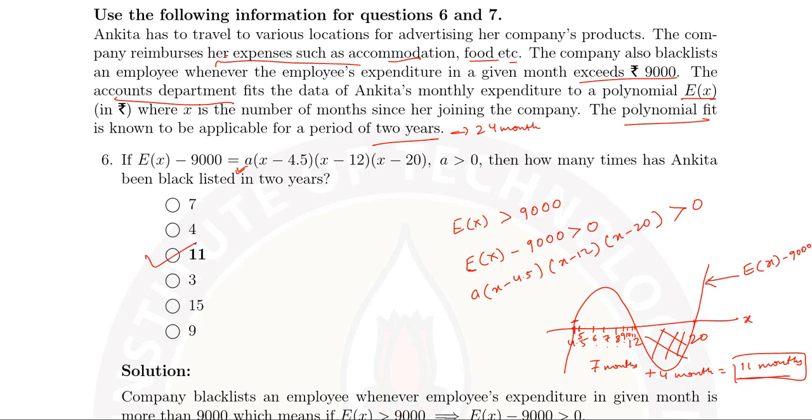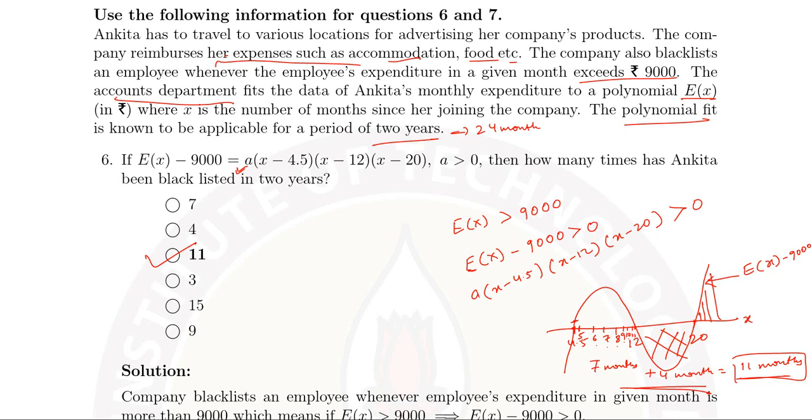Just to repeat again, these 4 months we get from here, that is 21, 22, 23 and 24, and at these places the E of X minus 9000 is greater than 0. We consider those values over here. Together it accounts for 11 months.